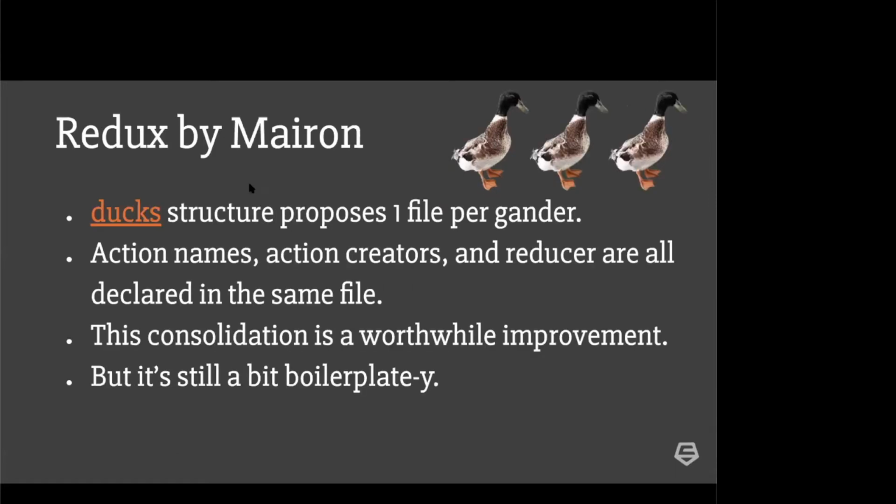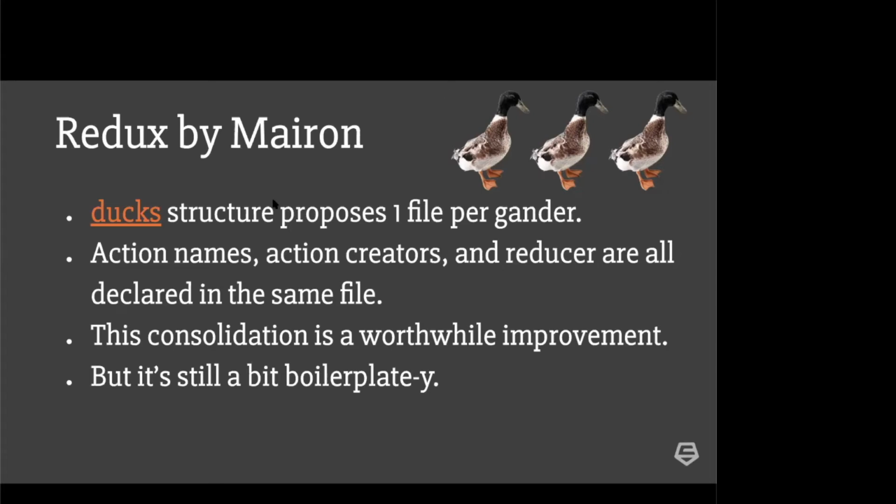So the Ducks structure proposes a single file per slice. And what that means is they're saying there's not much benefit to having your actions and constants and reducer files separate from one another. It really makes sense to co-locate all of those different pieces of code concerning the same slice and just co-locate that in one file.